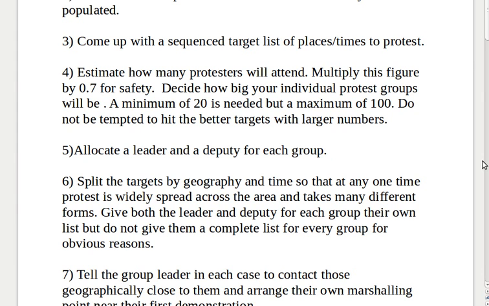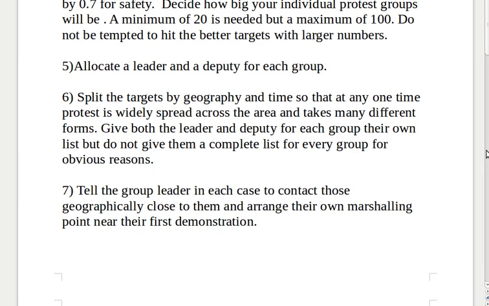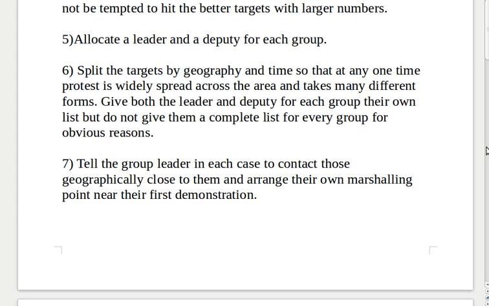You need to estimate how many protesters will attend and multiply this figure by 0.7, that is to say derate the number of protesters by 30% just for safety's sake, and decide how big your individual protest groups will be, and this will give you how many protest groups you have. Now a minimum of 20 I would suggest is needed, but I wouldn't go much over 100, and I definitely wouldn't be tempted to hit the better targets, which will have a higher police presence, with larger numbers. Remember, your aim is to expose your protest to as many people during the course of the day as you can.